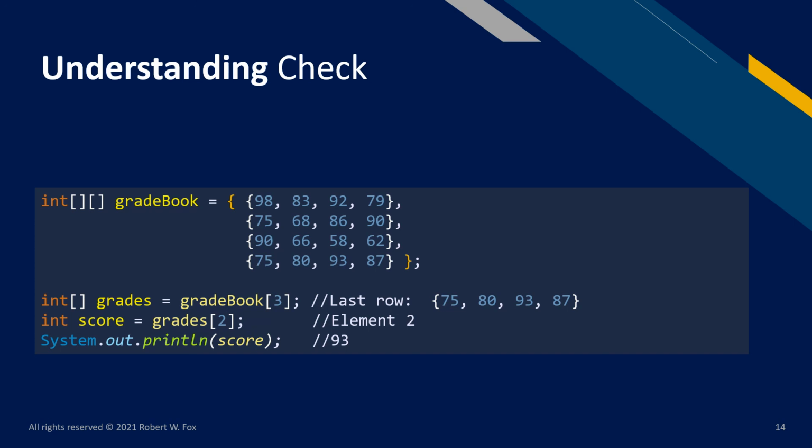Then the next line of code makes a new int variable called score and assigns it grades[2]. Well, here's the grades array, and grades at index 0, 1, 2 is 93, so score will store a 93, which is of course what gets printed at the end.